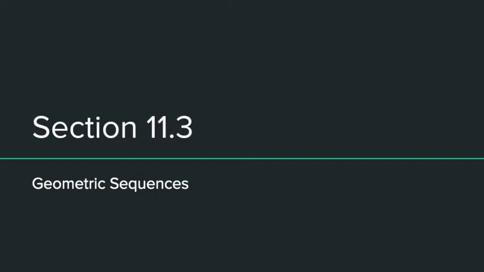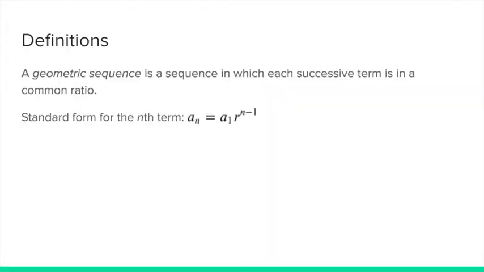Hello everyone, I'm going to go over section 11.3 today concerning geometric sequences. You may remember that an arithmetic sequence is one that goes up by the same amount every time or goes down by the same amount every time. We say it has a common difference.